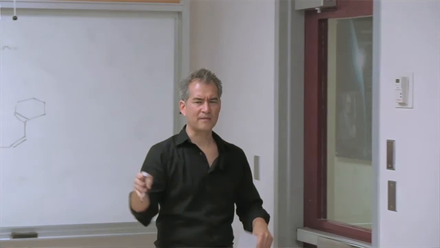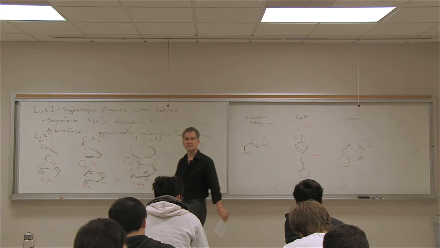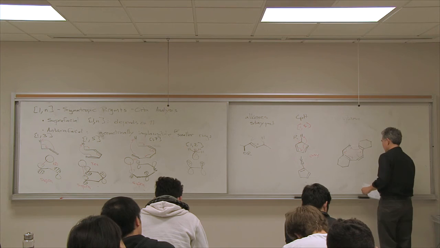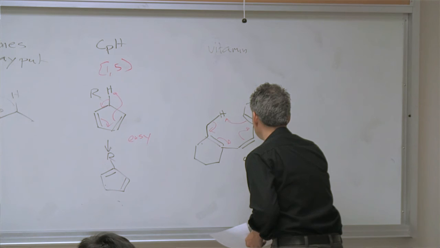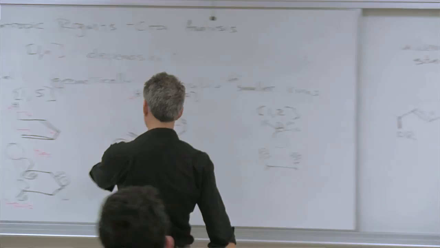If this is really going through a 1-7 shift, it can't be superfacial. We all agreed that it cannot be a superfacial shift. This is facile at room temperature. This is happening in your body, even in the dark. What I'm going to try to do is draw what's happening here. This has to be antarafacial, because the 1-7 superfacial shift is not allowed. If you want this H to start on the top face over here, it has to end up on the bottom face when it's done.